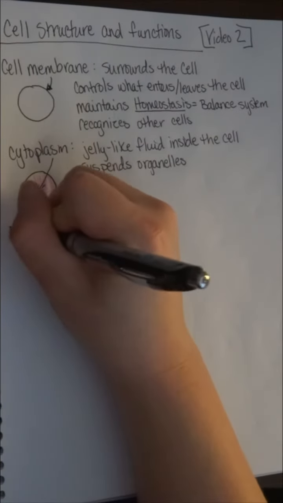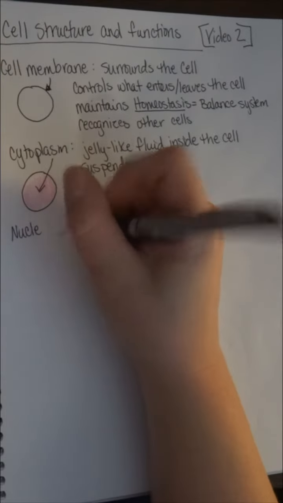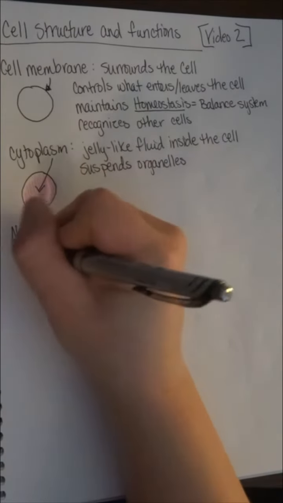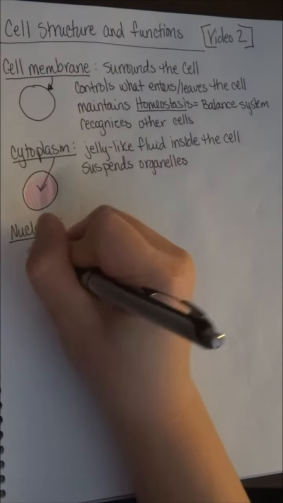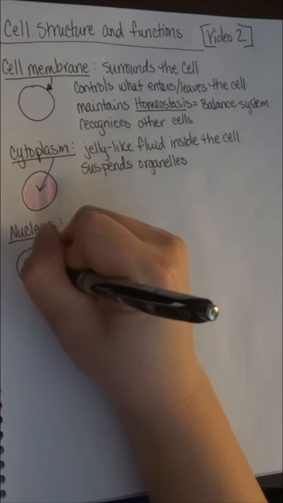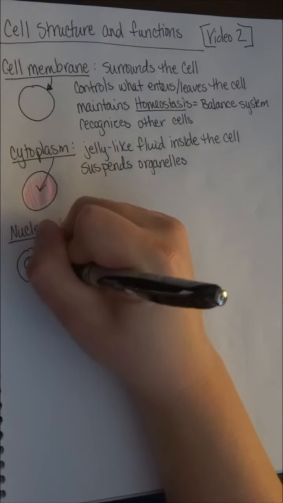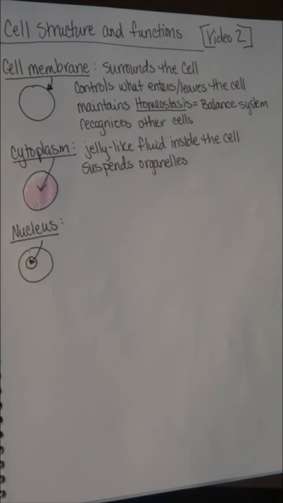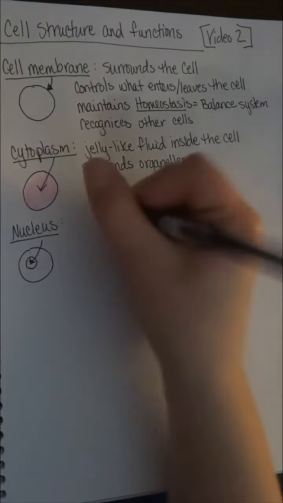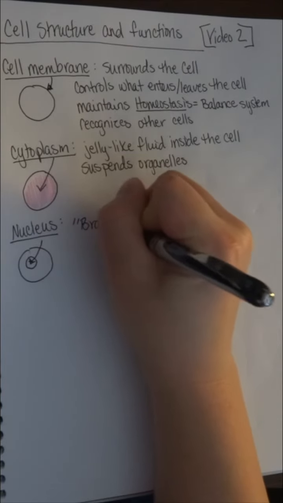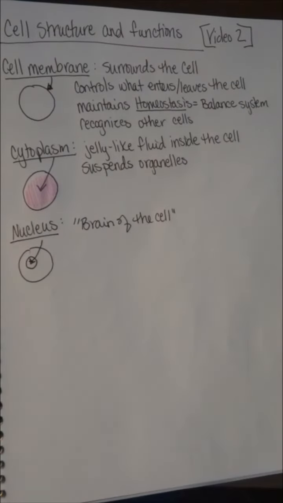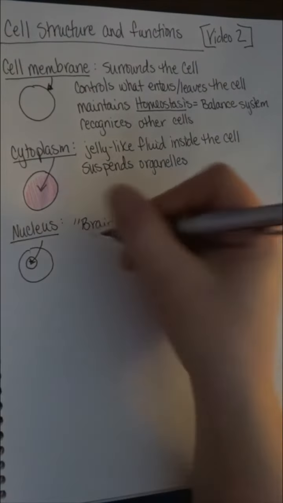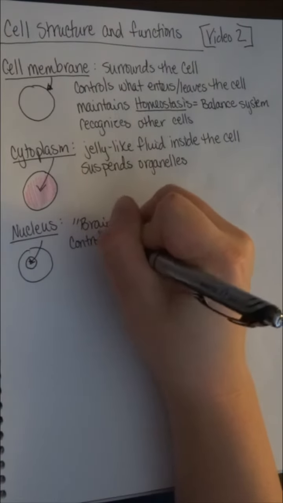Another important organelle, one that is very critical to our cells, is our nucleus. Now our nucleus is inside of our cell membrane, and so I will draw it here. This is our nucleus. And what does our nucleus do? Well, our nucleus is the brain of the cell. And it actually controls all of our cell's activities. So this is the control system.